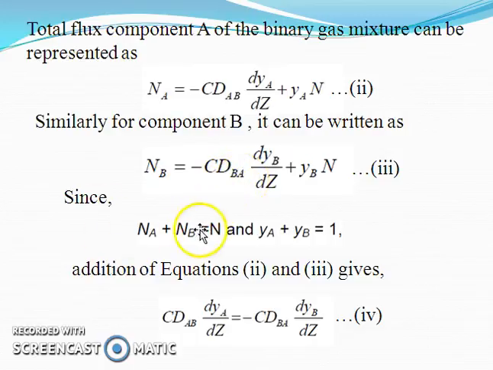Since we know that the total molar flux is a summation of the molar flux of component A and the molar flux of component B, and the mole fraction of component A and the mole fraction of component B sum to 1, utilizing these two expressions for the components of the binary mixture, we get the expression C D_AB dY_A/dZ, which is equal to minus C D_BA dY_B/dZ.